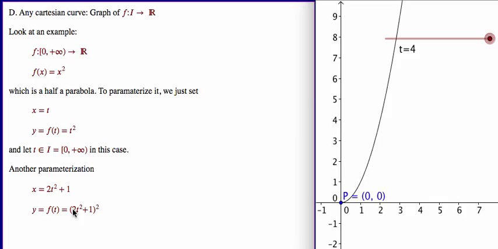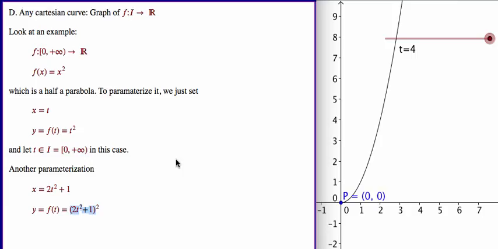So unlike the case with functions, where if you have a different function, you will get a different curve, in the case of parametrized curves, you can have totally different parametric equations for the same curve. Here are two sets of parametric equations for the same half of a parabola. And that is important to know.